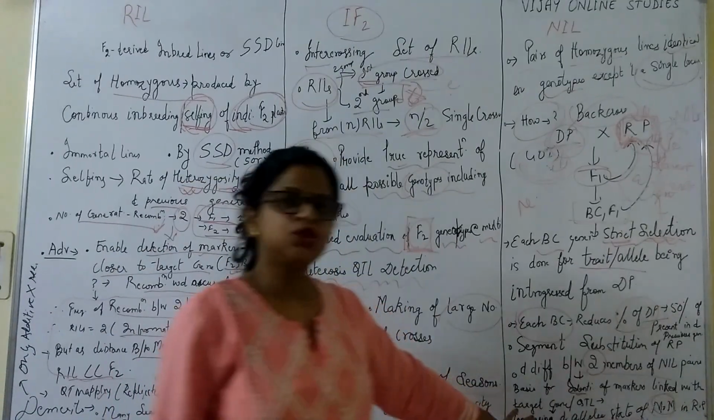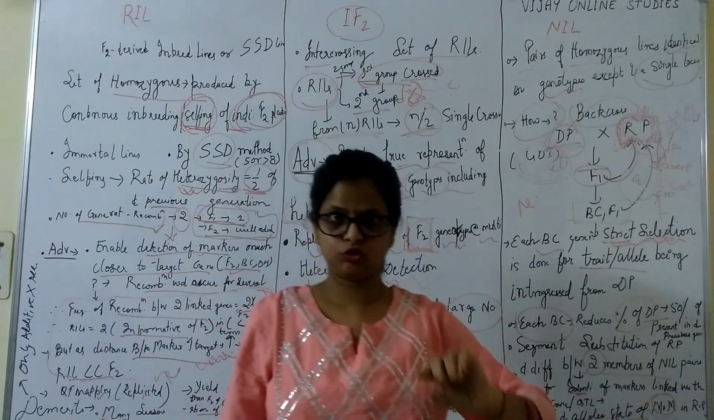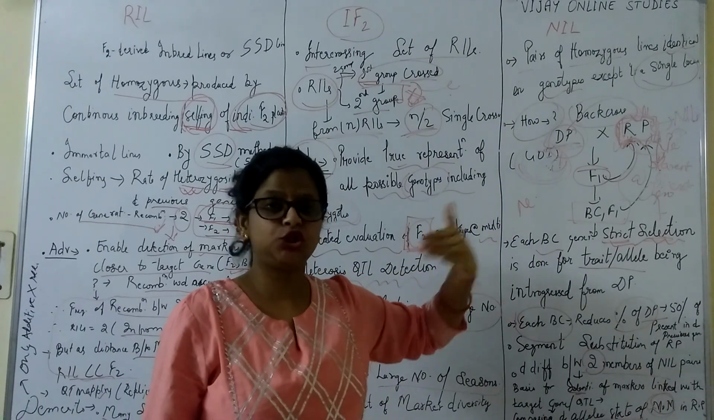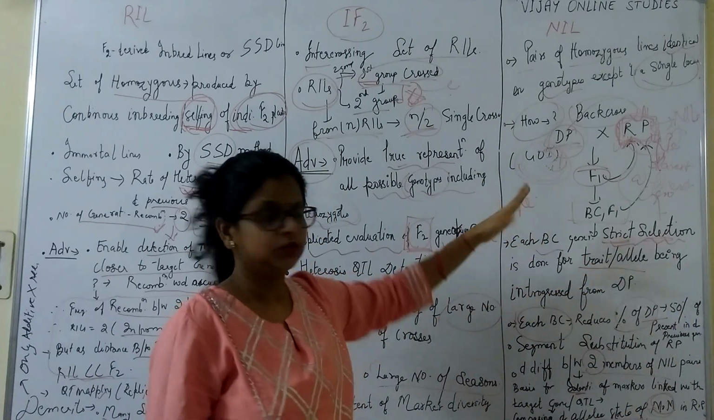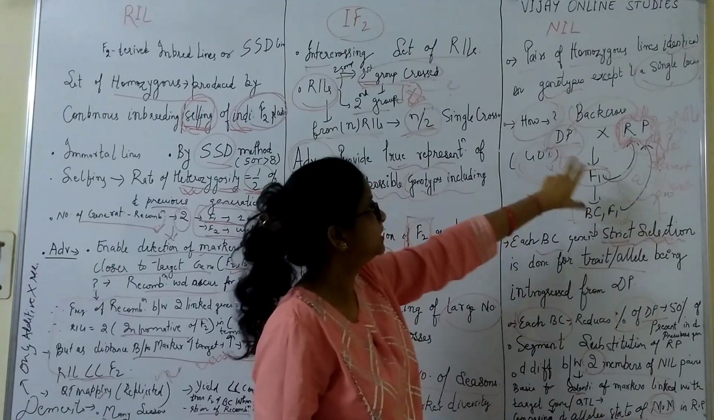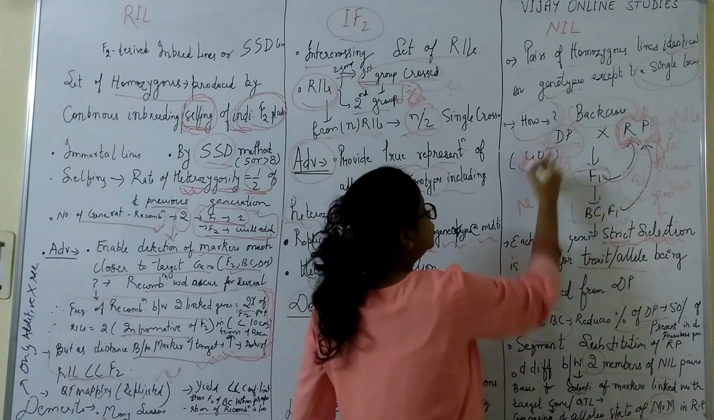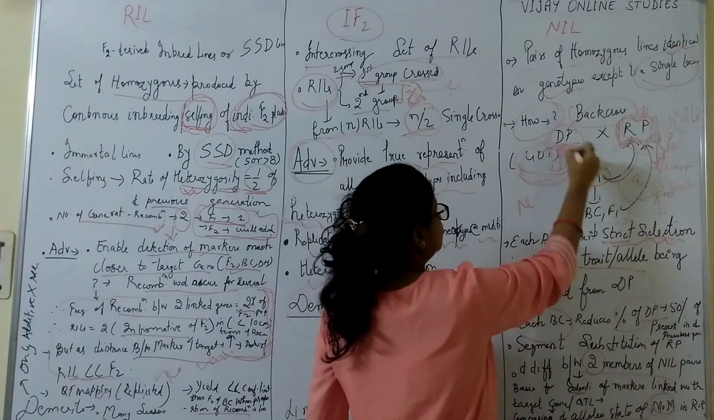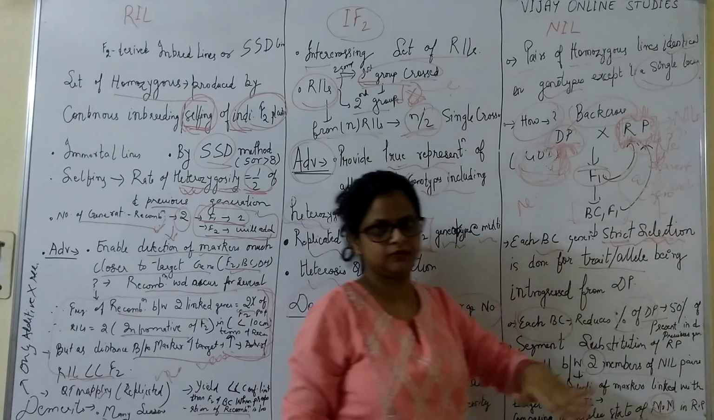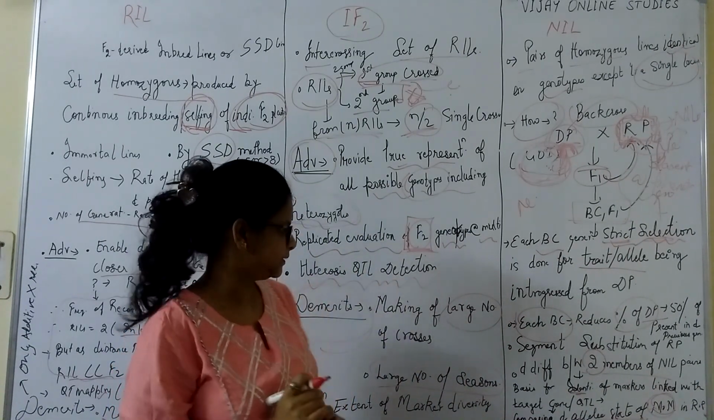So actually these NIL lines are segment substitutions of the recurrent parent. You want a recurrent parent which is homozygous for the gene of interest you have introduced from the donor parent, and phenotypically completely similar to the recurrent parent. That is your major target while developing NIL lines.